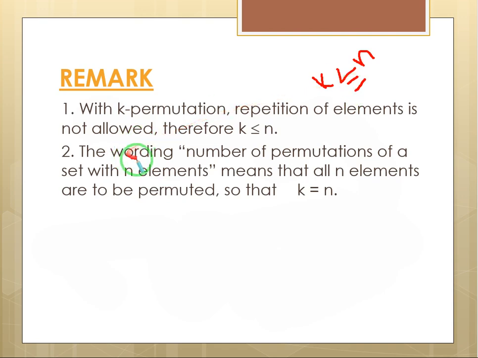The second is that a permutation of a set with n elements means that all n elements are to be permuted, so that k is equal to n. What does it mean? Let's say you have a word, like apple. If you are taking all 5 letters, it means k is equal to n, because we have a total of 5 and the selection is 5. This is another case in permutation. In an example we will see the actual concept behind how we can solve and how we can choose the elements.